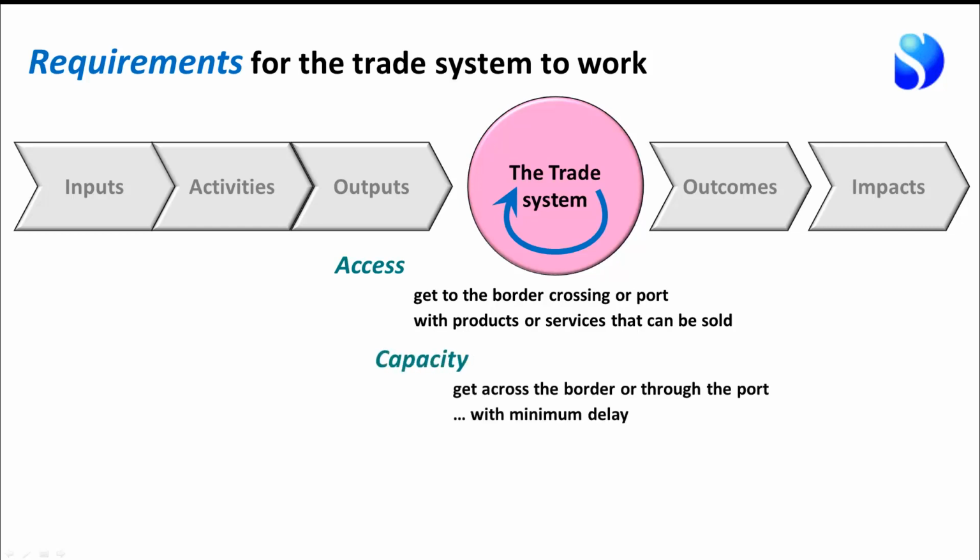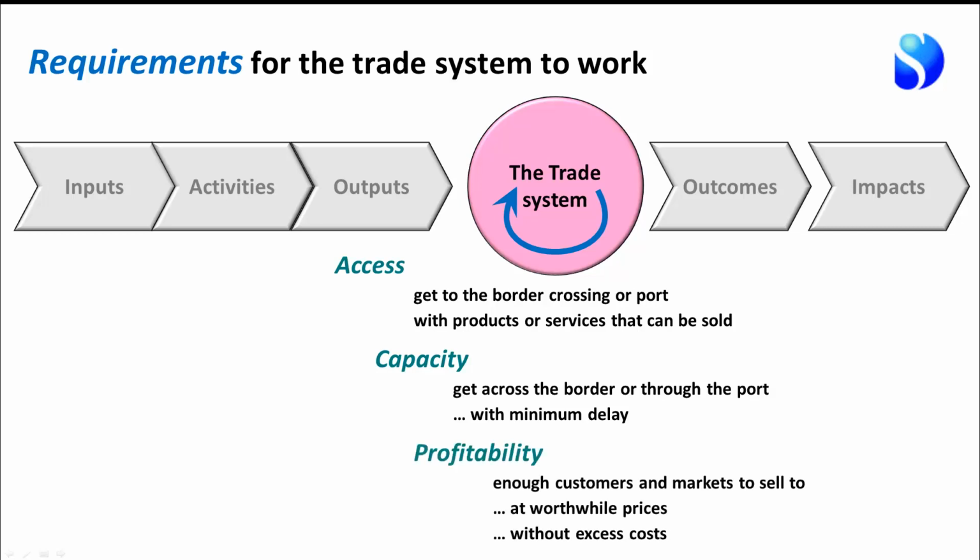Capacity is the second issue. Once you've got to the border or you've got to the port, you've got to be able to get across it or through it, and to do so with as little delay as possible. Delay simply deters people and it increases costs. So capacity is the second category of issues we've got to crack. Then it's got to be profitable for people to do so. So there have to be enough customers and markets across the border or out through the port for people to sell into at worthwhile prices without excessive costs, so that they make enough money for it all to be worthwhile. So those are the three broad stages of improvement that we have to work through.